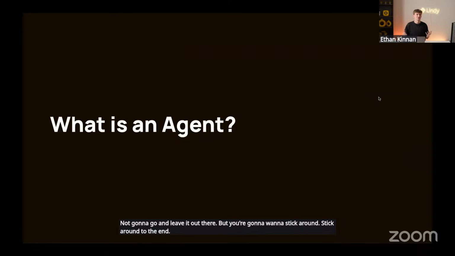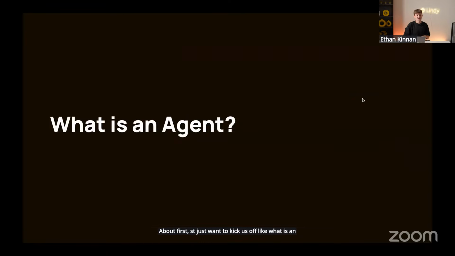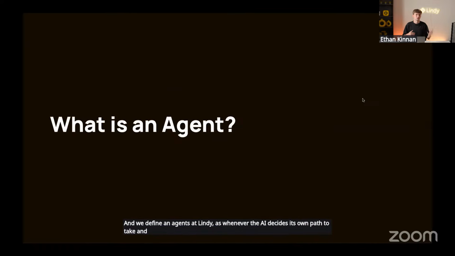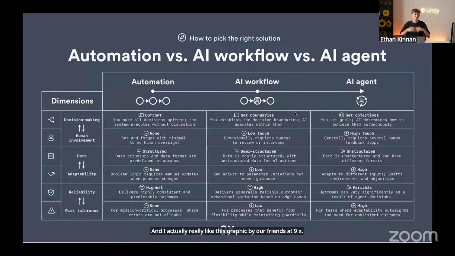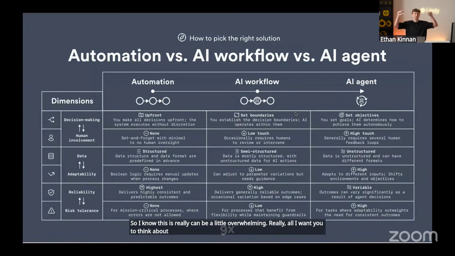But first, just want to kick us off: what is an agent? We define an agent at Lindy as whenever the AI decides its own path to take and uses its own tools to reach an objective. And I actually really like this graphic by our friends at 9x. I know this can be a little overwhelming. Really, all I want you to think about is that first top line spectrum of automation to agents.